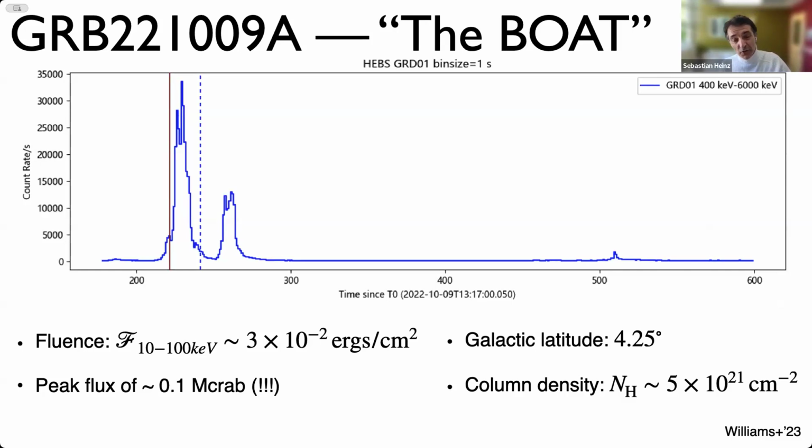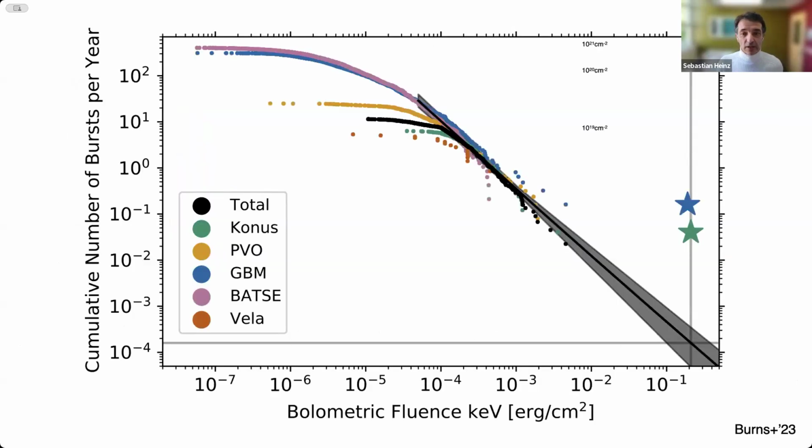It was, fortuitously, at a galactic latitude of 4.25 degrees, so close to the galactic plane, and with a peak flux of 0.1 megacrab. So that is pretty incredible. And the galactic column density is about 5 × 10²¹ per square centimeter. So here, as I said, is the log N log F.